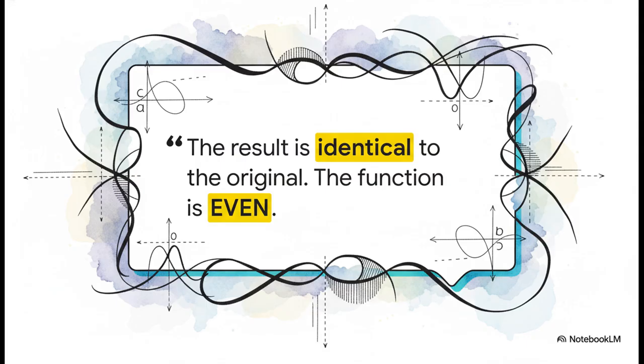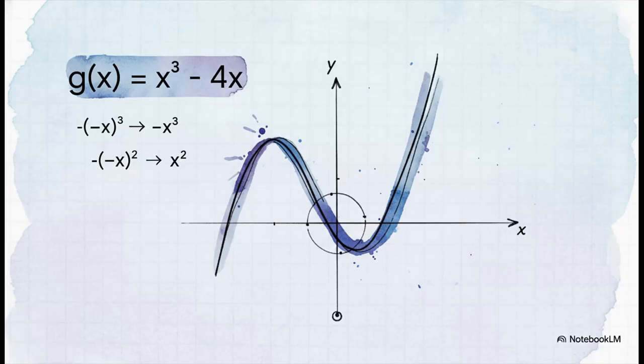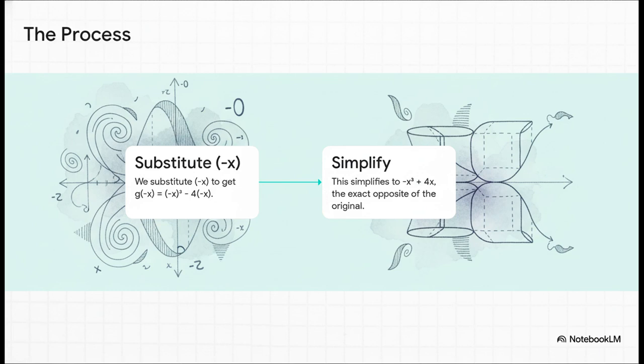Simple as that. Okay, next up, let's try a cubic function. The process is going to be exactly the same, but pay close attention to how the different exponents change the final answer. So, once again, we swap in negative x for every x. This gives us g of negative x equals, in parentheses, negative x cubed, minus 4 times, in parentheses, negative x.